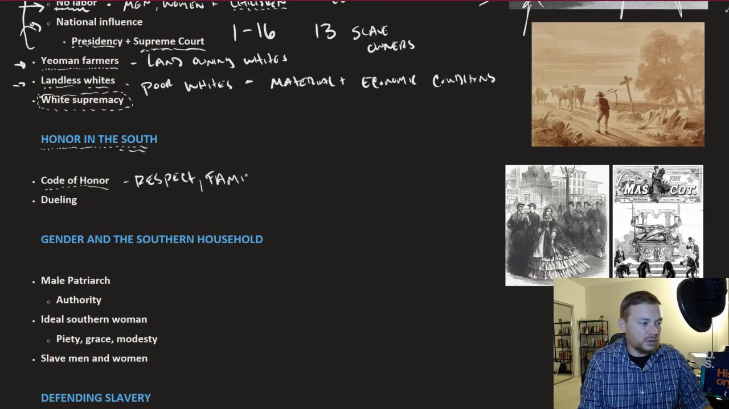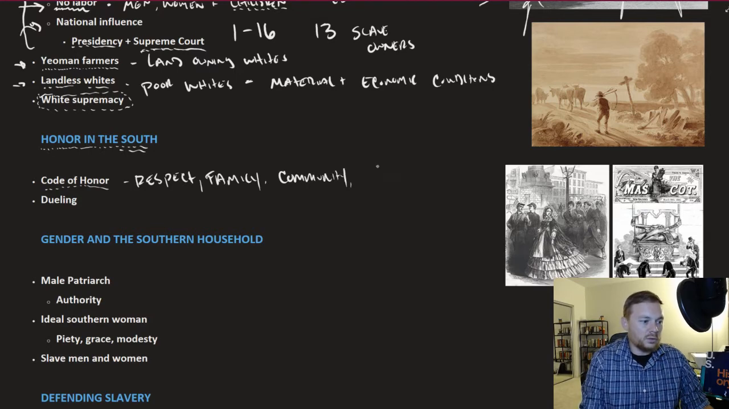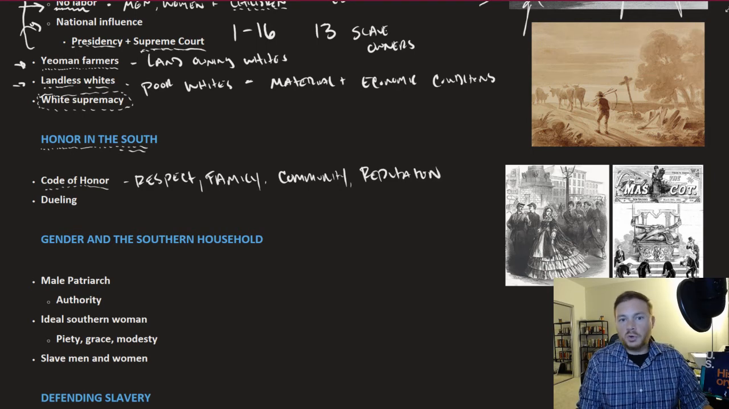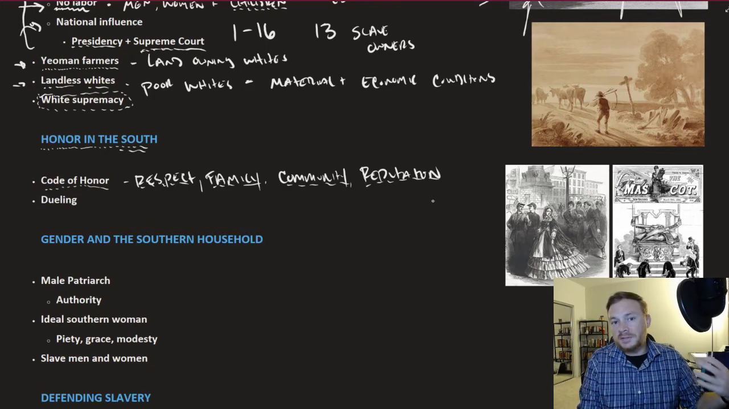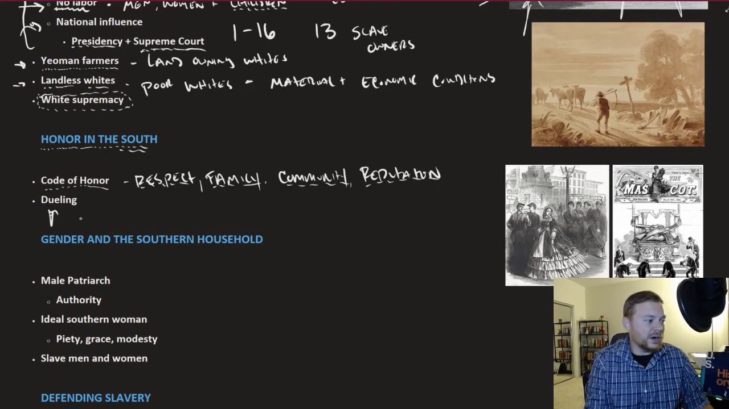Family, community, we might say reputation, right? These things were all important. And if somebody challenged that, right? If someone disrespected you or did something to your family member or threatened your community or attacked or tarnished your reputation, you were expected to defend it and defend it using violence.